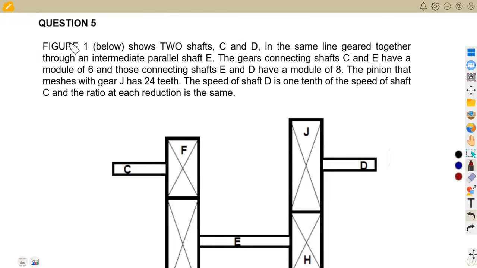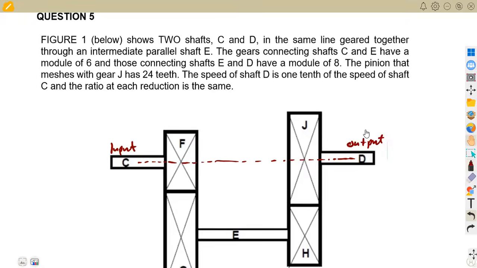So if you are to check, you are given Fig 1 below, which shows two shafts C and D. So we are given the shafts C and D in the same line. The C and the D are in the same line, geared together through an intermediate parallel shaft E. So that is our parallel shaft E. The gears connecting shafts C and E have modules. These are the modules that you are given. So in this case, we are going to refer to C as our input, to D, which is given as the output in this case.